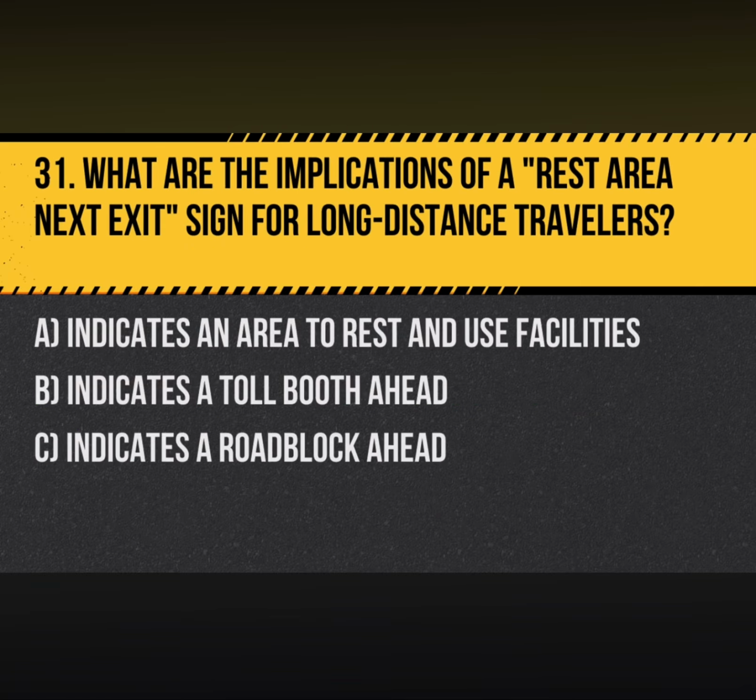Question 31. What are the implications of a rest area next exit sign for long-distance travelers? A. Indicates an area to rest and use facilities. B. Indicates a toll booth ahead. C. Indicates a roadblock ahead.